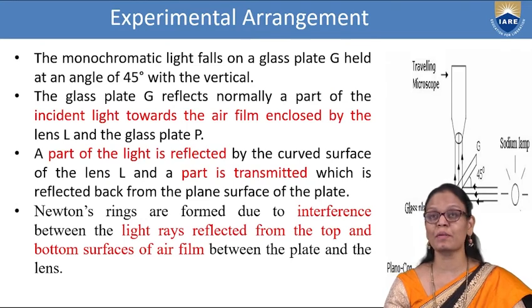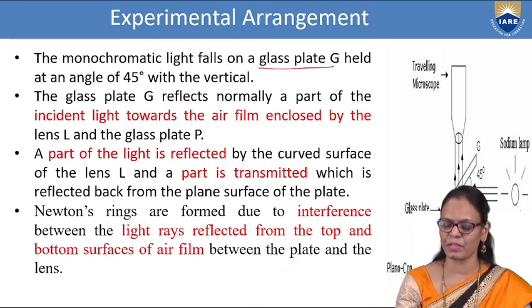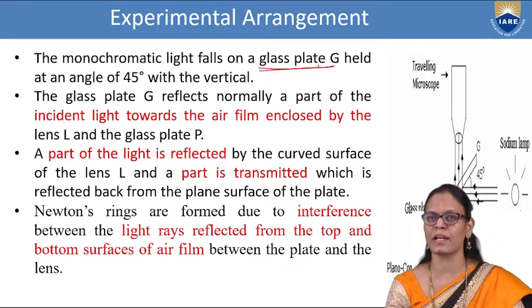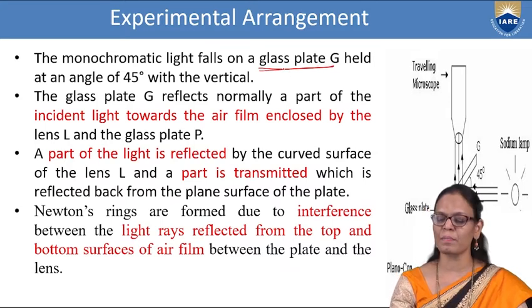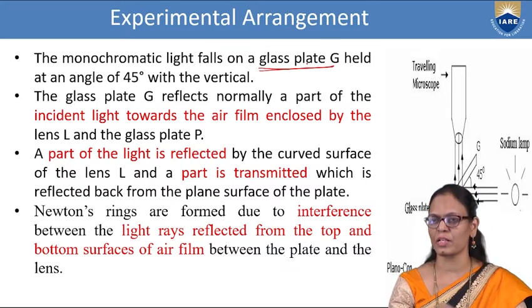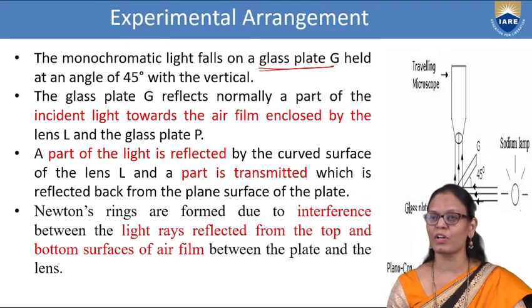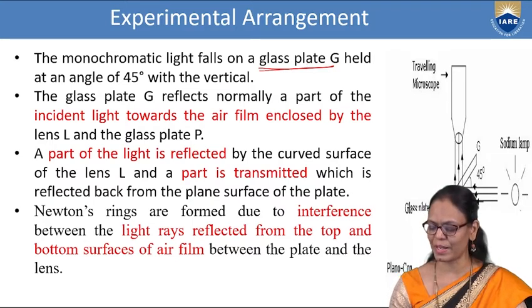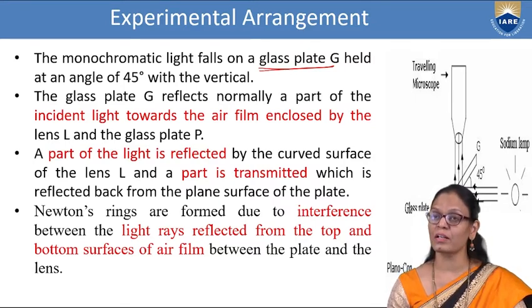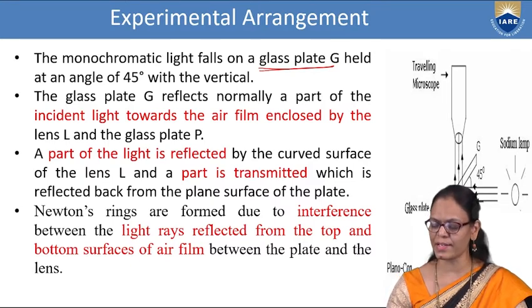Now, what is the experimental arrangement for Newton's rings, and what is the function of this glass plate G? That is what we are mainly going to understand. This part I have already explained. We have a plain glass plate on which we are putting a plano convex lens. Now we are considering that light is incident normally on the setup. There is an air film that is trapped here.